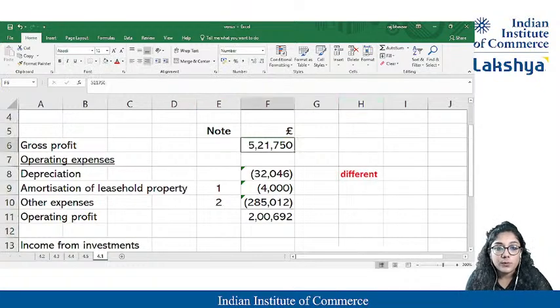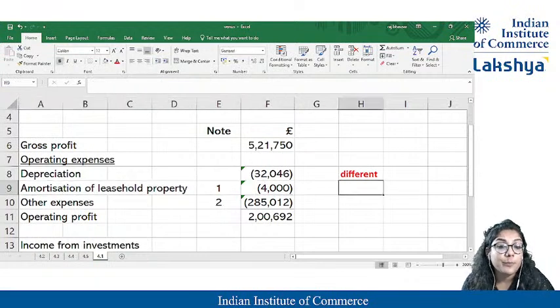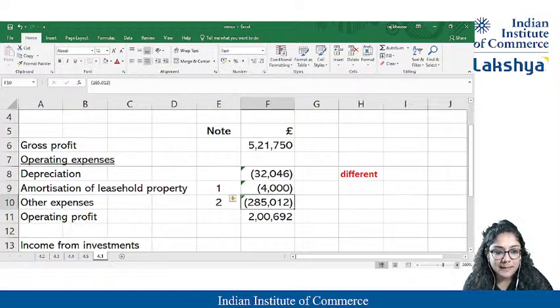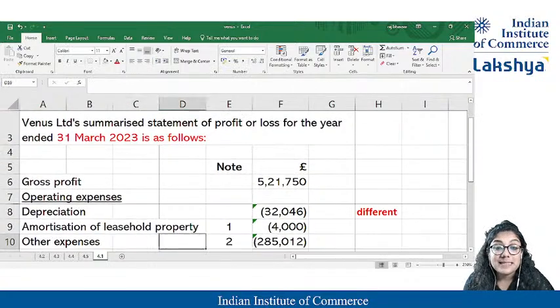Okay, students, amortization of leasehold property is given. Will I take amortization? We know there will be a leasehold property, and for amortization, we know that the rates and the percentage are given. So we have to check.